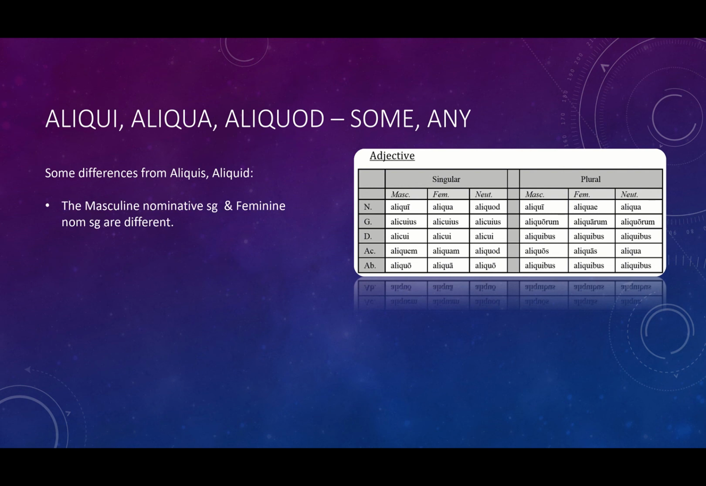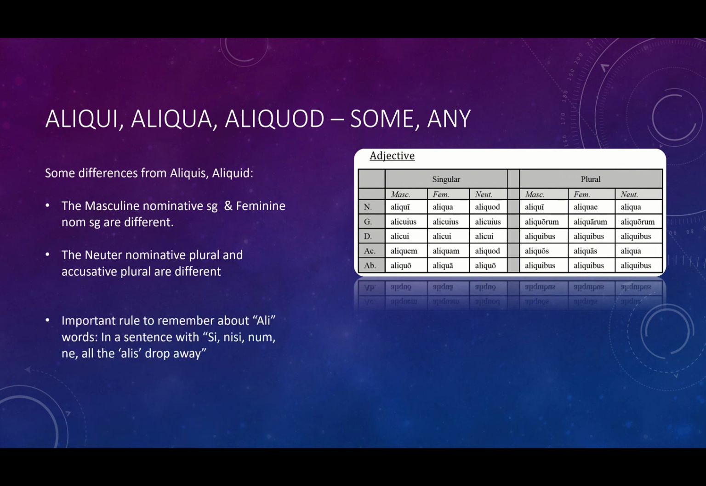We have masculine nominative and feminine nominative singular are different. Here, it's aliqui and aliqua, respectively. For aliquis, the masculine and feminine nominative is just aliquis. The neuter nominative plural and the accusative plural are different. In aliquis, they are aliquae, Q-U-A-E at the end. Here in aliqui, it is just aliqua. There's no E at the end.